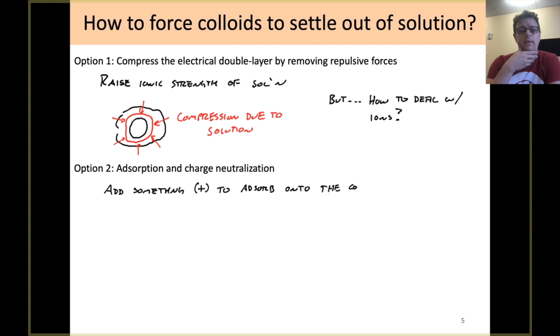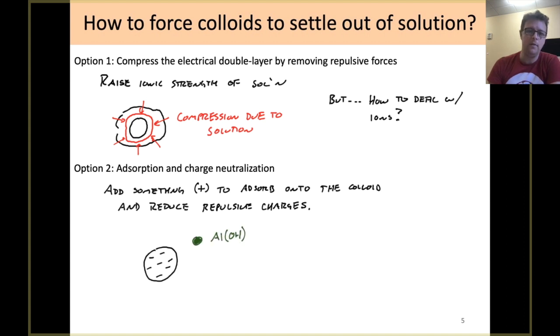Option 2 is adsorption and charge neutralization. What we can do is add something with a positive charge that will adsorb onto the colloid surface. By doing that, we reduce that net negative charge, we reduce the cloud of positive charge around it, and we let those particles get closer together. What this might look like is adding, often, a multivalent metal of some sort. Here I'm drawing an aluminum hydroxide, which has a net positive charge, and so electrostatic forces will cause that to stick onto the edge of that colloidal particle.